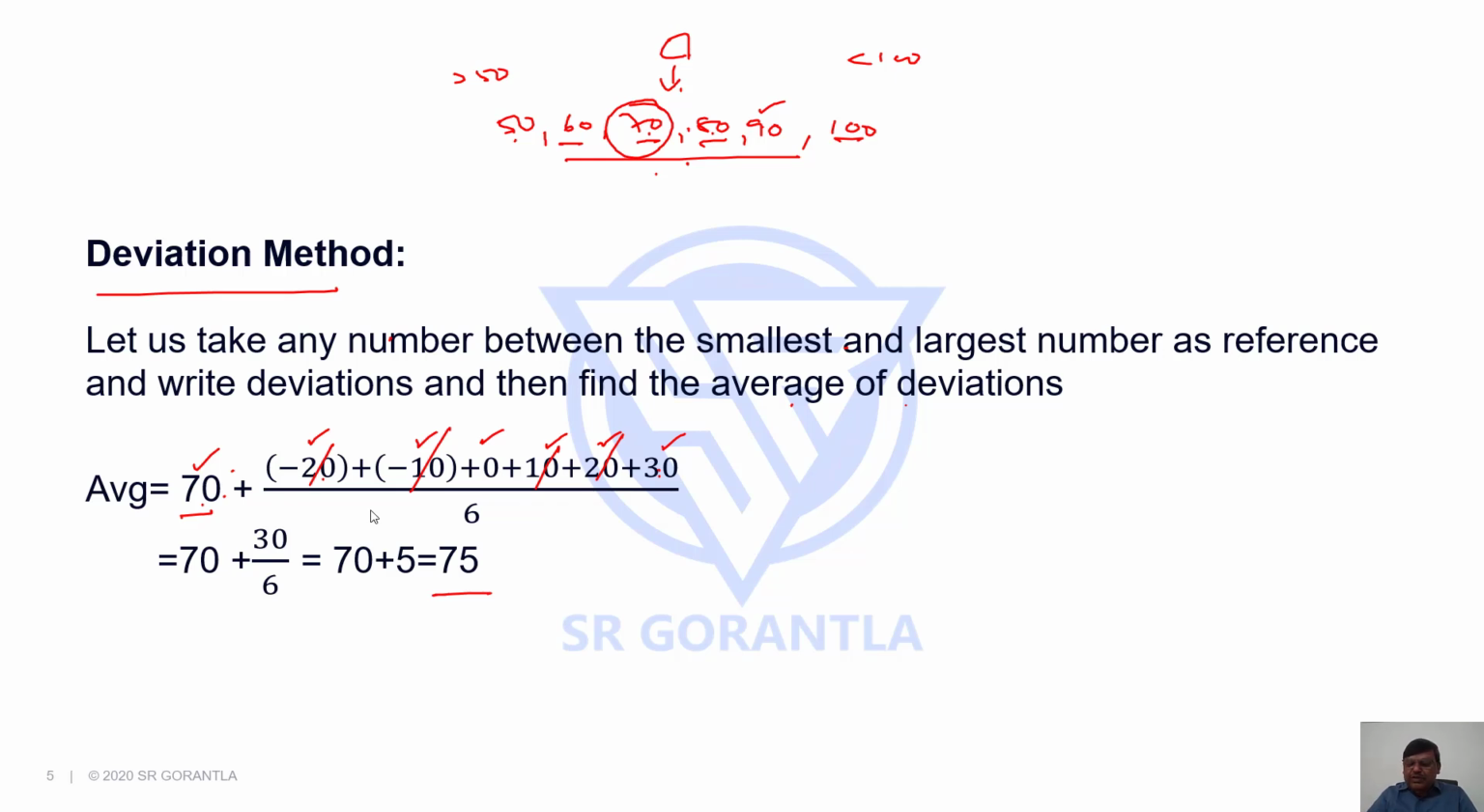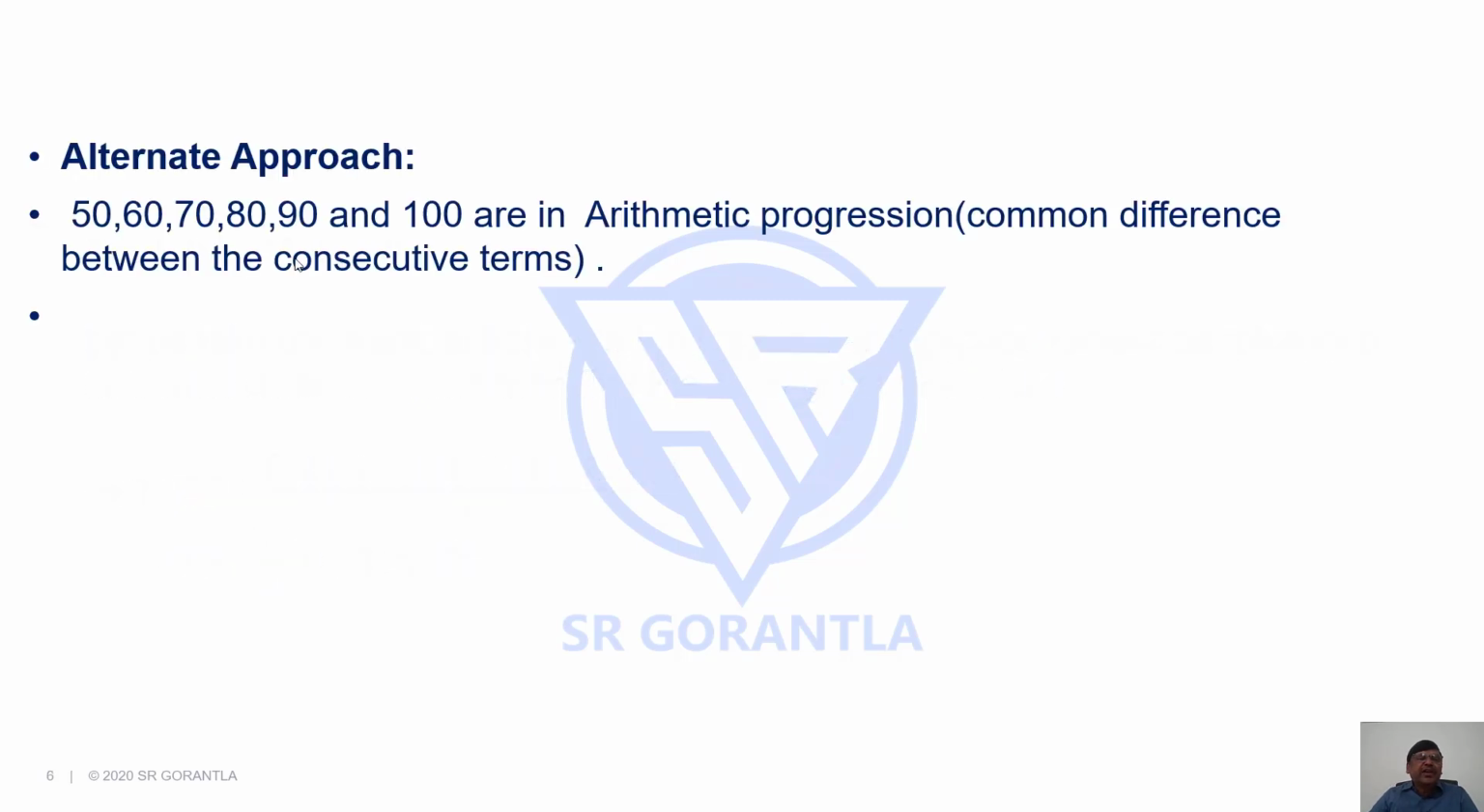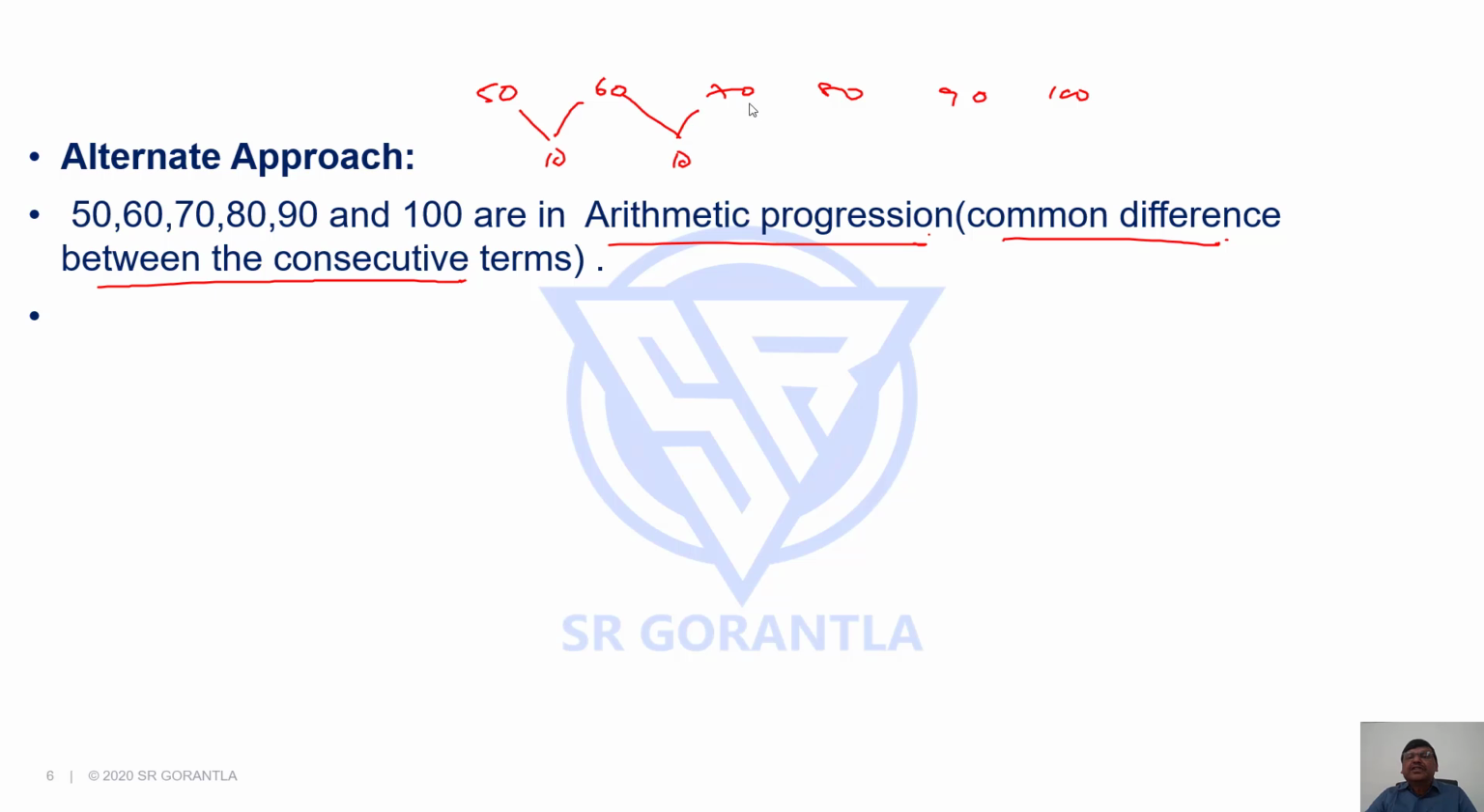Then what is one more approach? If you observe closely here, these numbers 50, 60, 70, 80, 90, 100 are in arithmetic progression. Yes or no? What do you mean by arithmetic progression? They have a common difference between consecutive terms. When I write these numbers 50, 60, 70, 80, 90, 100, you can see, students, there is always a common difference. Because we have a common difference, we say they are in arithmetic progression.